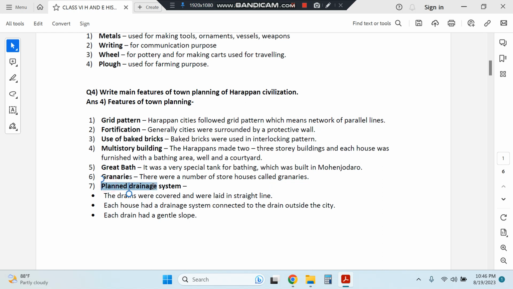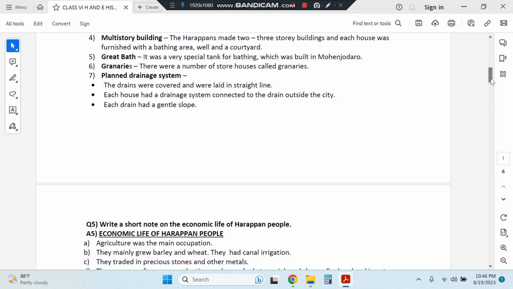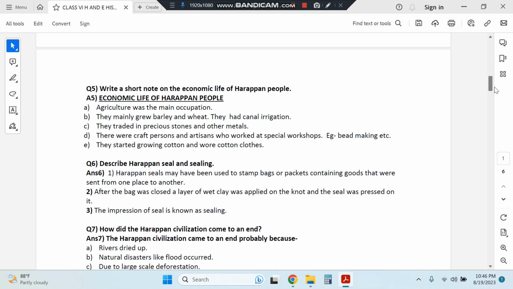Then the drainage system. Drains were found, they were covered and they were laid in a straight line. Each house had a drainage system connected to the drain outside the city. Each drain had a gentle slope. All this was found by archaeologists.